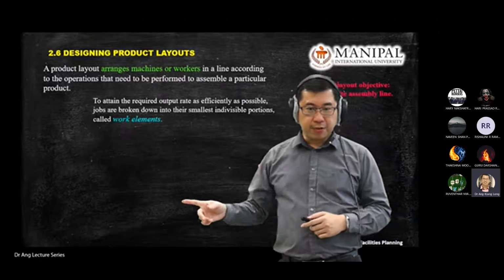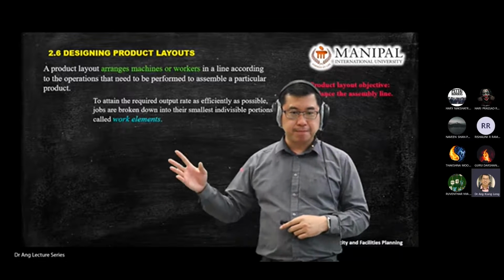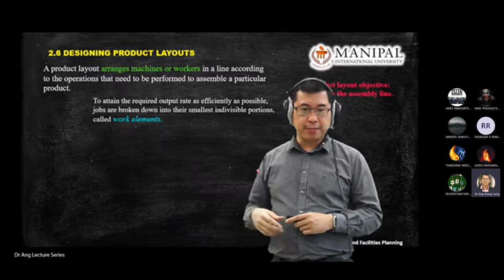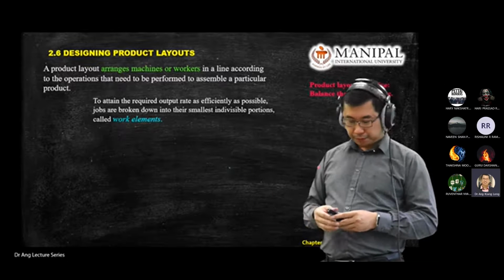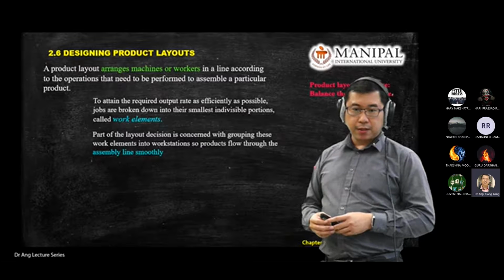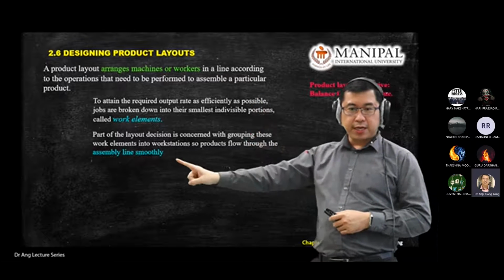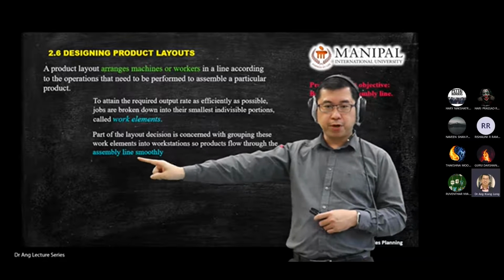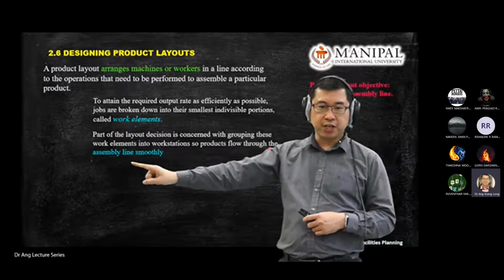Yeah. The rest you can read. These are the terms that you will see, for example, work element. Okay, this one you can read. And for product layout, again, the objective is to make sure there's no problem in the assembly line, to make sure the flow is always very smooth.